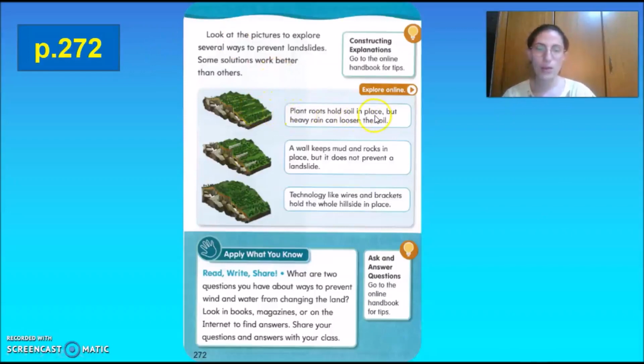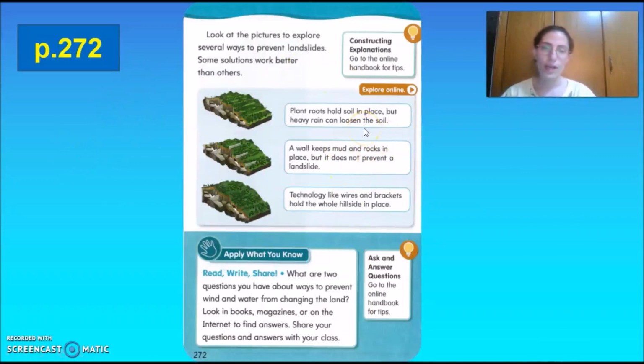Plant roots hold soil in place, but heavy rain can loosen the soil. So they're telling us that the plant roots hold the soil in its place. That's why they will plant a lot of plants in the mountain wide to hold the soil in its place. But they're telling us that this is not the best solution. Why? Because heavy rain can loosen the soil.